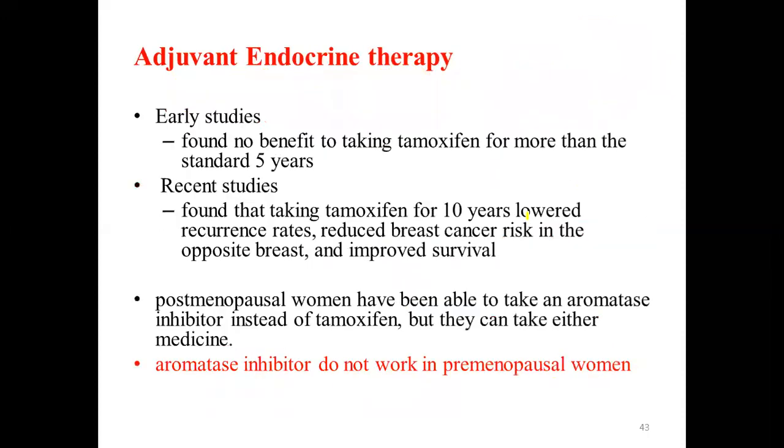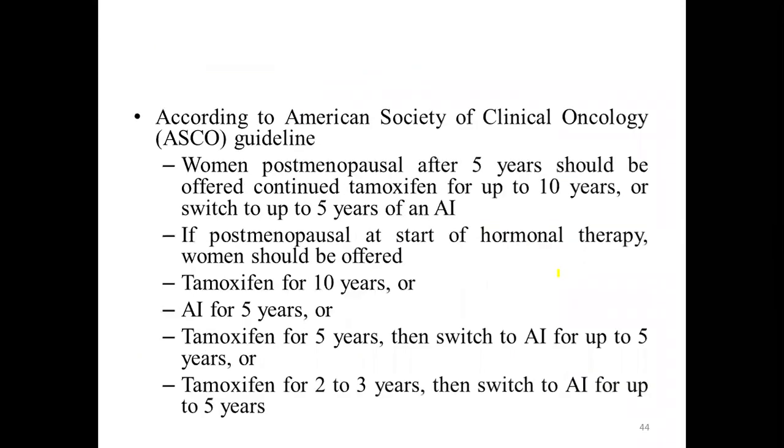But keep on updating in the future because of the dynamics of the studies. So this is what I was talking about. According to recent studies, if you give it for 10 years, it reduces recurrence rate, reduces even the risk of cancer in the opposite breast, and it improves survival. That is why nowadays it is usually given for 10 years. Which one? The tamoxifen one.